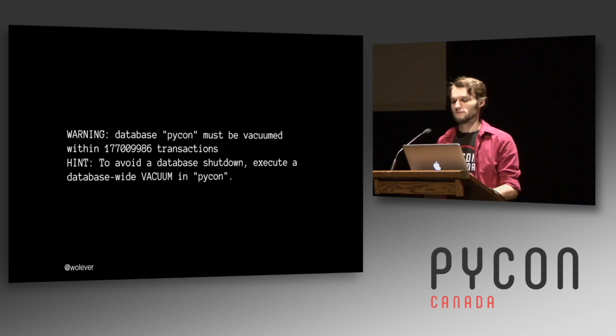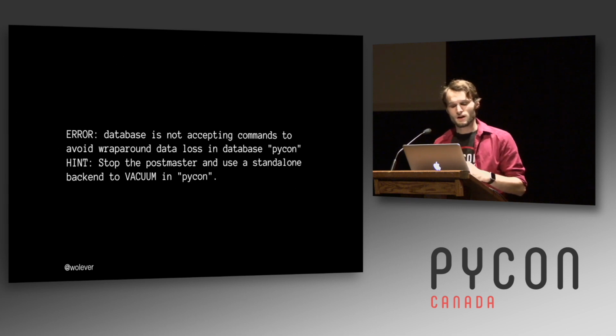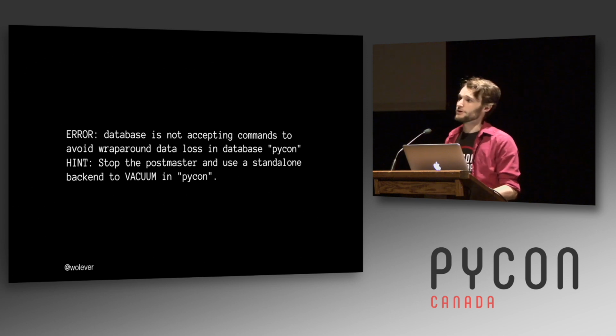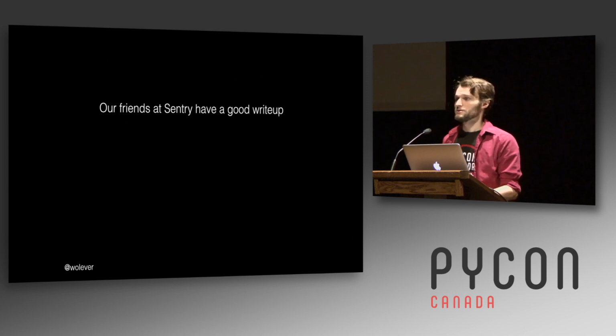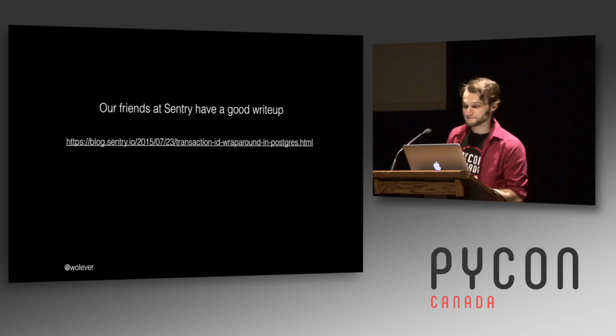And that comes within about 2 million transactions of the next message, this one. When you have less than 1 million transactions left, the database just locks up. You can't do anything except hopefully clean it up. And if you're curious what that process looks like, our friends over at Sentry have a really good write-up of what happened when it happened to them.